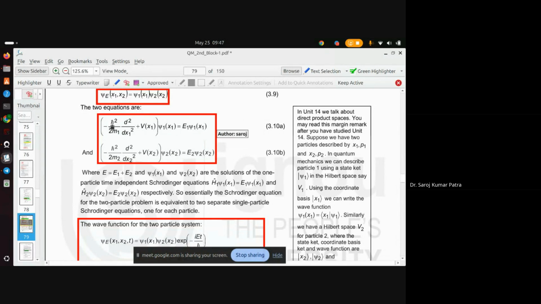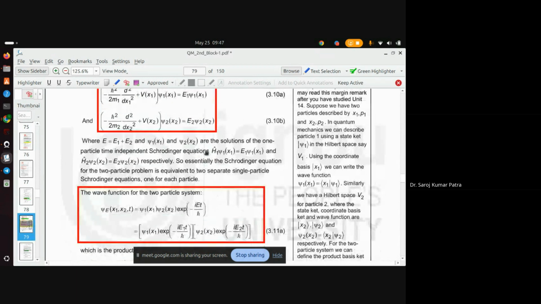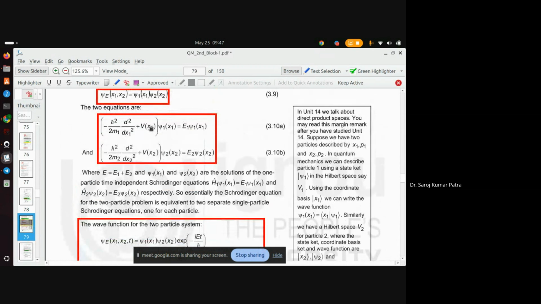So this is the Schrodinger equation for particle 1 and the Schrodinger equation for particle 2, and the time evolution would be e to the power minus iEt by h cross. Depending on what kind of potential the two particles have, if it is Coulombic, then it is hydrogen atom like. I can understand that the hydrogen atom has not been discussed yet, it seems.